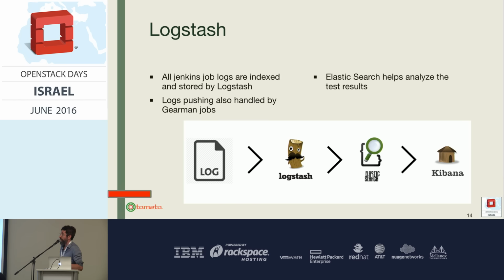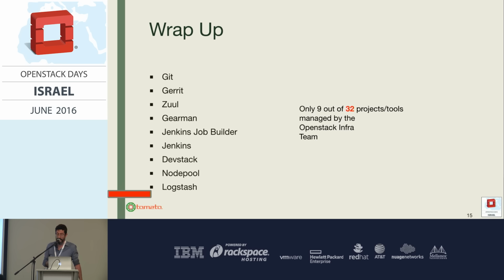And of course, it wouldn't be a modern day continuous integration infrastructure if we didn't have some log storage, indexing, and search infrastructure. And this is, of course, based on Logstash. All Jenkins job logs are indexed and stored in Logstash. The pushing of the logs is also handled by Gearman. And there's Elasticsearch that helps analyze the test results.